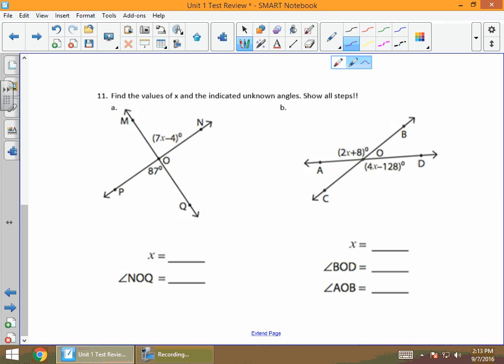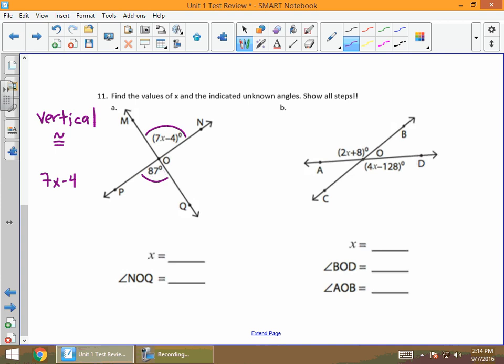Let's jump down here to number 11. It says find the values of x and the indicated unknown angles. Show all steps. That just means show your work. So I have two angles here. I have this angle, which is 87. I don't have the angle next to it, but I do have the angle that's kind of back behind it, which is a special type of angle called its vertical. Those are called vertical angles, and we should know that vertical angles are congruent. They have equal measures. So I'm going to set the two things equal.